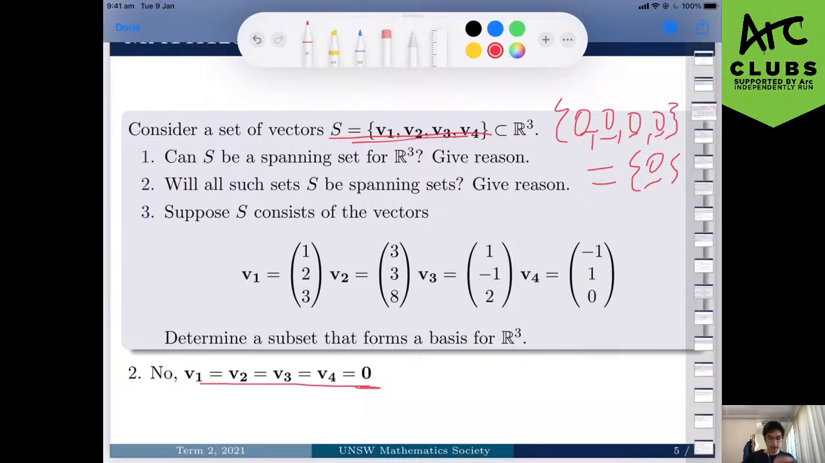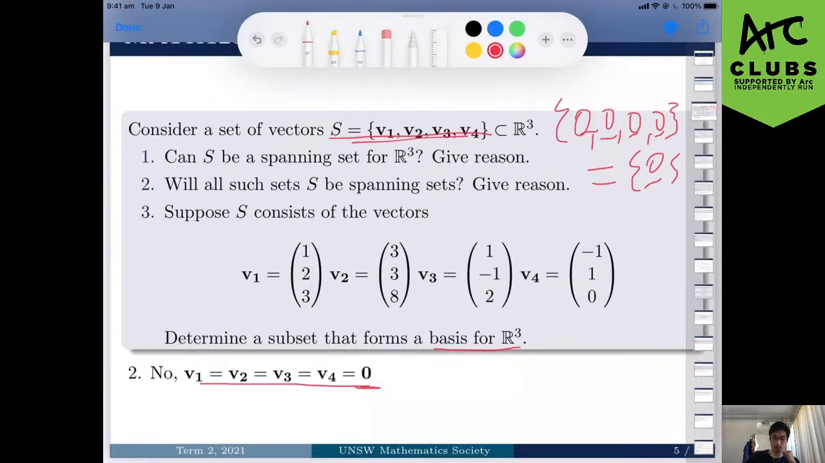Okay, part 3. Suppose S consists of the vectors. Okay, so now they're actually specifying some vectors, and they want you to determine a subset that forms the basis for R3. Now, as is the definition of a basis, we need it to span R3, and we need it to be linearly independent. The other thing about bases is that we can change one of those conditions to just having dimension 3. So in this case, we're just going to look for 3 vectors that are linearly independent.